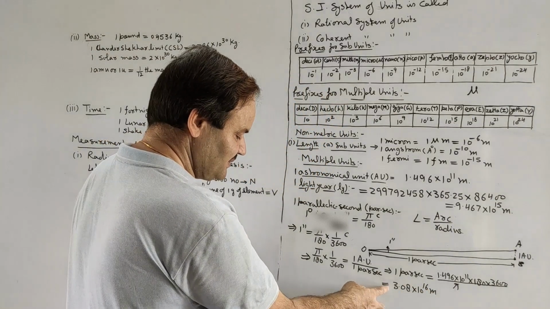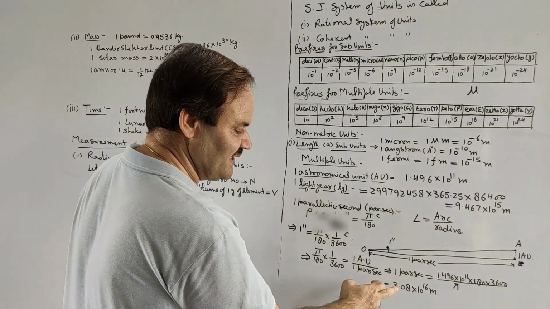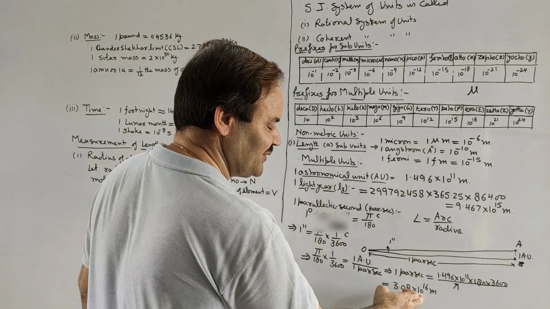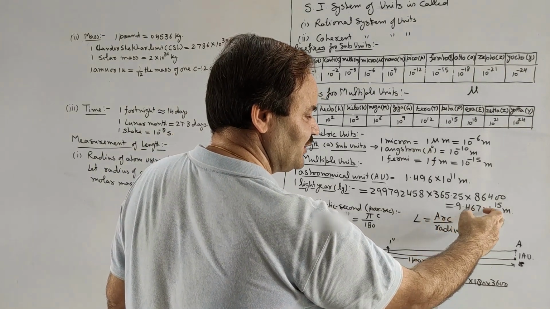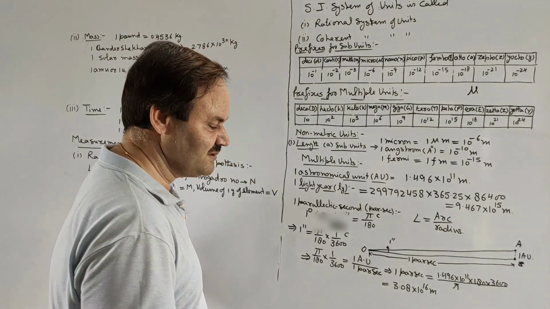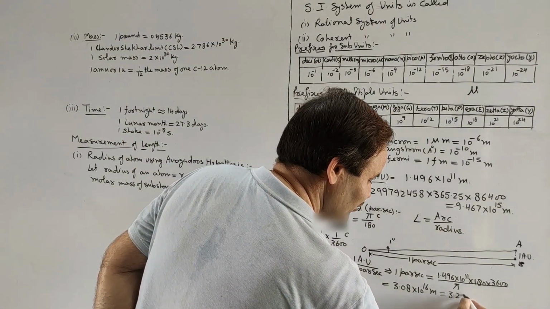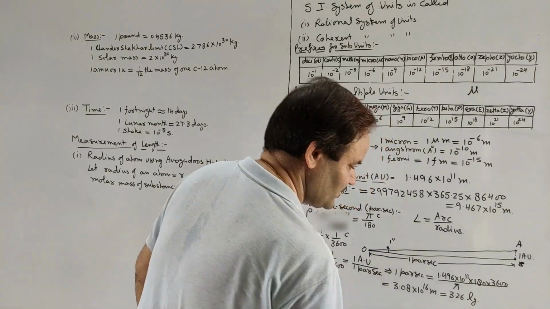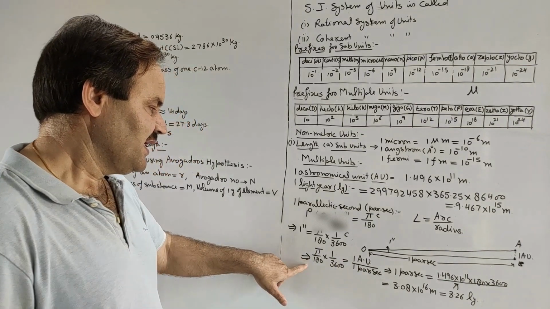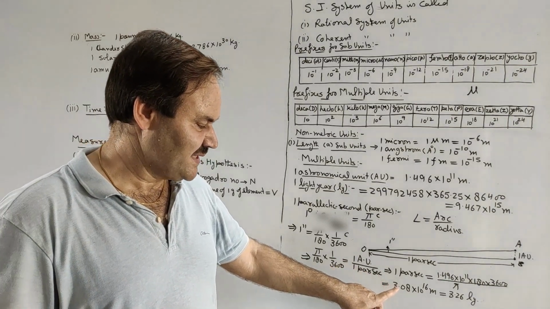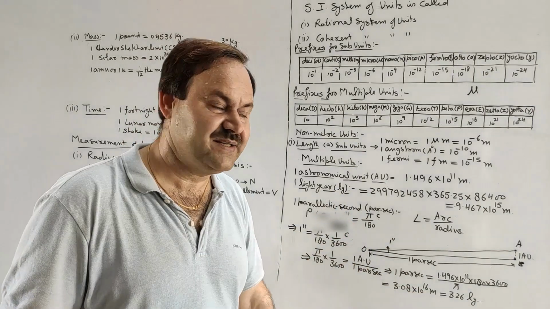If we compare 1 parsec with 1 light year, then we will divide 3.08 into 10 to the power 16 by 9.467 into 10 to the power 15 meter, and this will give us 3.26 light years. So it was about the parallactic second, that is parsec, and the relation of parsec with light year.